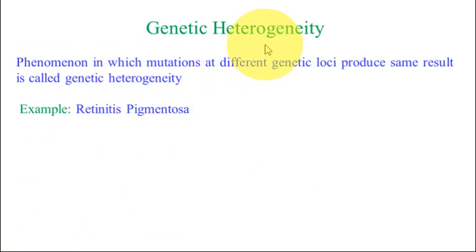Genetic heterogeneity: the phenomenon in which mutations at different genetic loci produce the same result is called genetic heterogeneity. Example, retinitis pigmentosa.